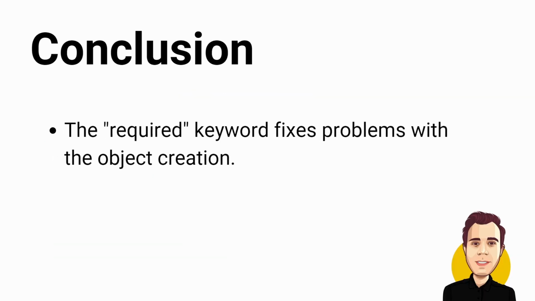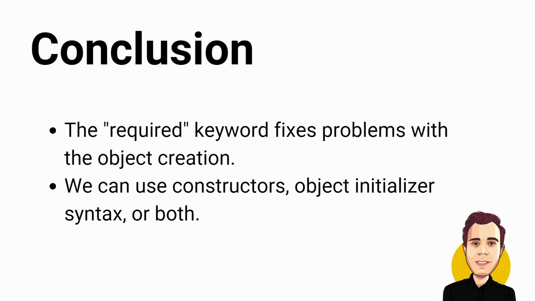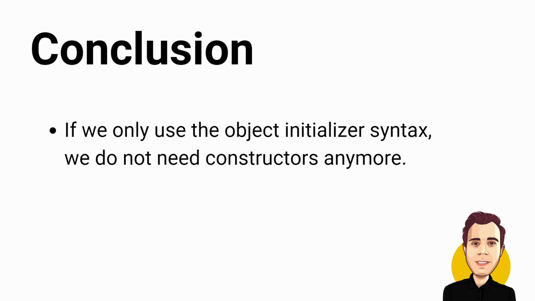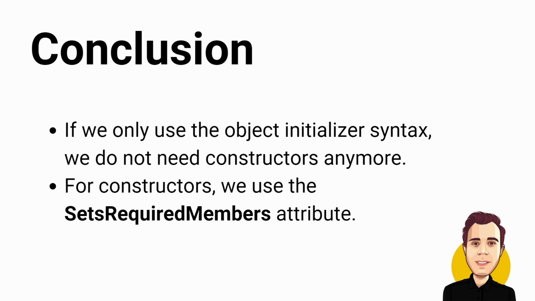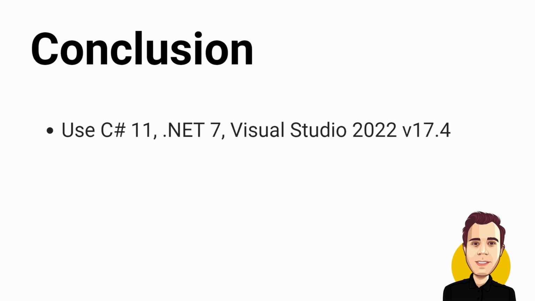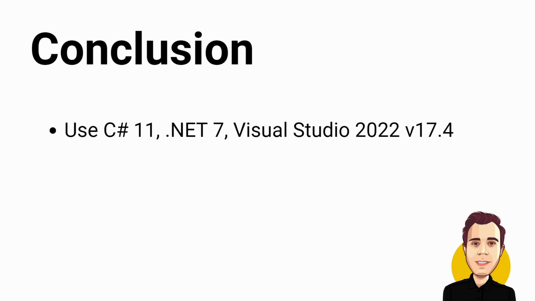In conclusion, the required keyword in C# fixes a few problems, especially when working with nullable reference types. We can choose if we want to be able to use the constructor or the object initializer syntax, or even both. If we only need the object initializer syntax, we do not need to implement any constructors. If we want to implement a constructor, we need to make use of the SetsRequiredMembers attribute to tell the compiler that we populate values for all required members when executing the constructor. When trying it out yourself, make sure you use C# 11, .NET 7, and if you use Visual Studio 2022, use version 17.4 or higher.